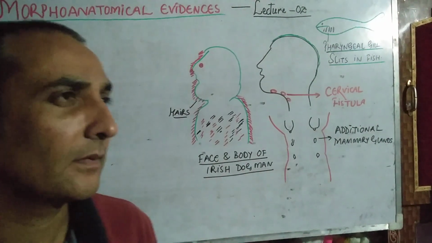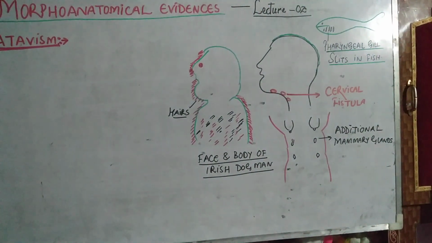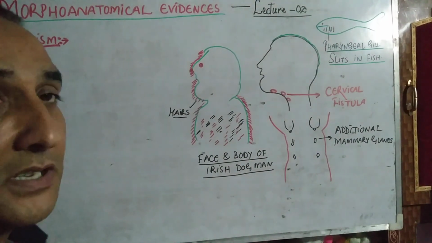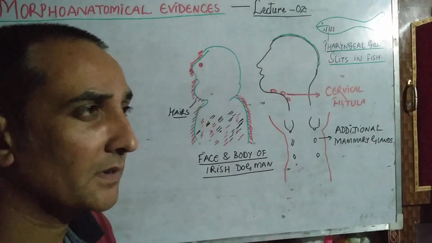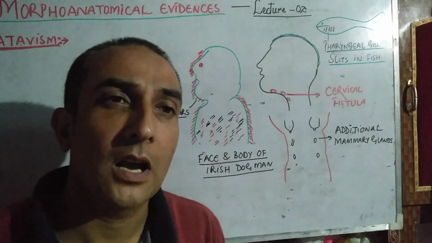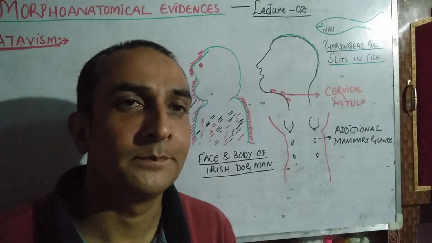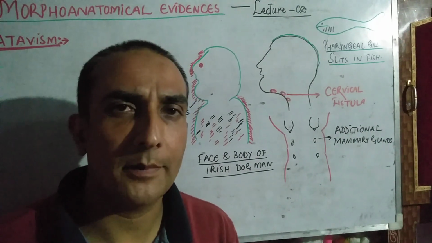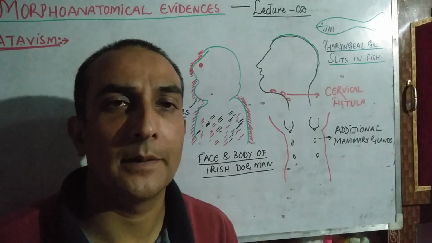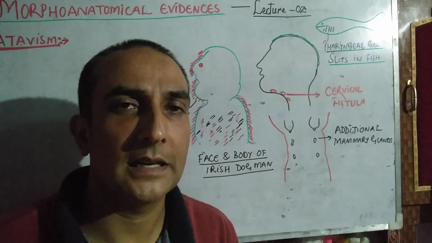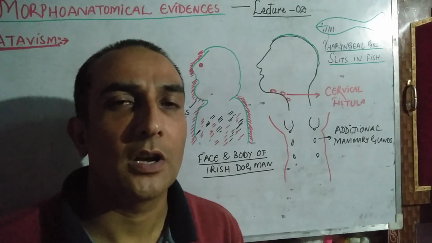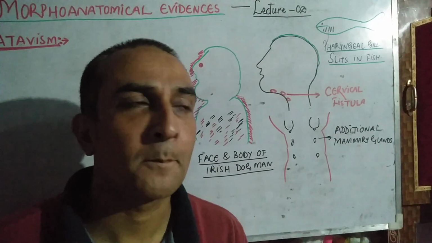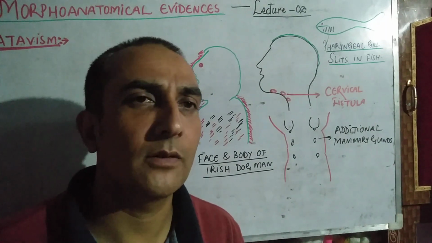Welcome, guys. I'm again here with another lecture, that is the morphoanatomical evidences. We are discussing morphoanatomical evidences. As far as the morphoanatomical evidences are concerned, we have already discussed one full lecture on them, and some of the main morphoanatomical evidences which we discussed were the homologous organs, the divergent evolution, then analogous organs and the convergent evolution. Later on, we also discussed the vestigial organs.